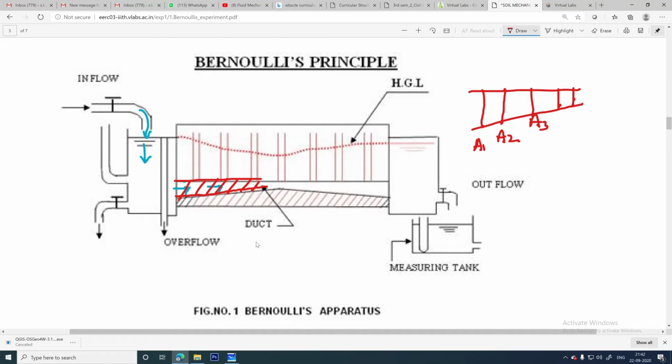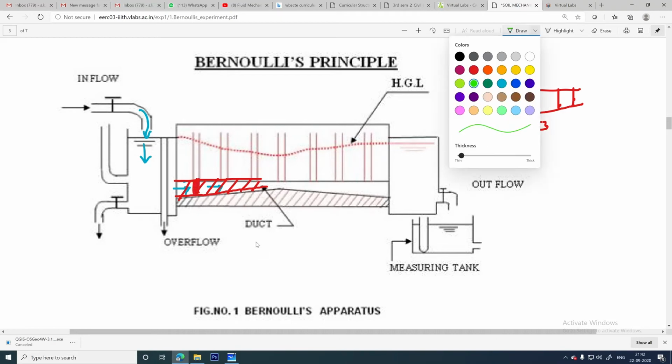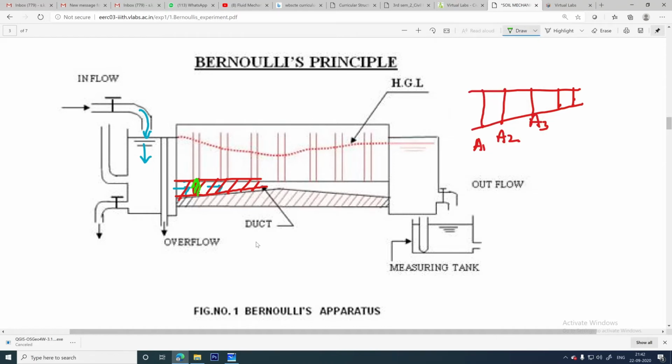Now we know if the area increases, and we have the maximum area here, in this position we have the maximum area, that is why the height is maximum. Then the area is decreasing, so the height is decreasing as well. Here the area is decreased more, so the height is decreased. Now on this side it is kind of a mirror image, so it is similarly increasing. That is basically the verification of the Bernoulli's theorem.